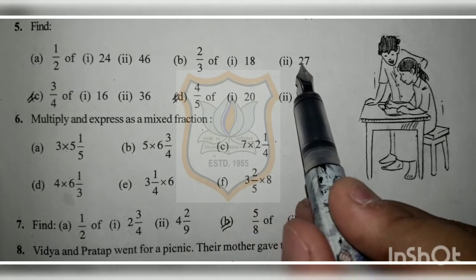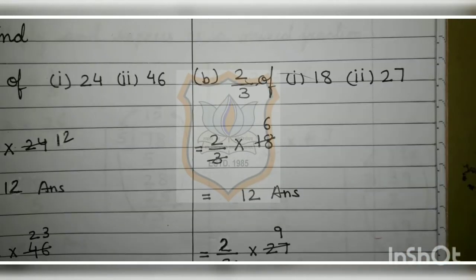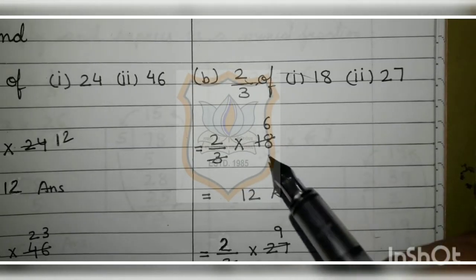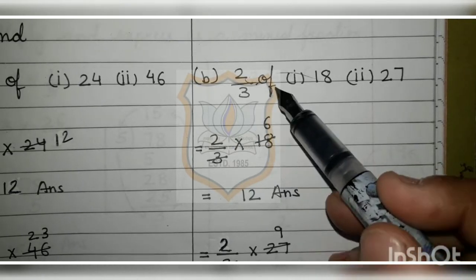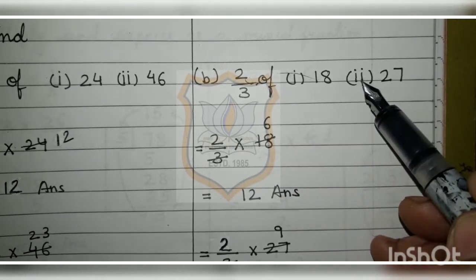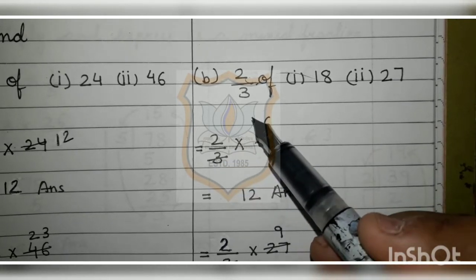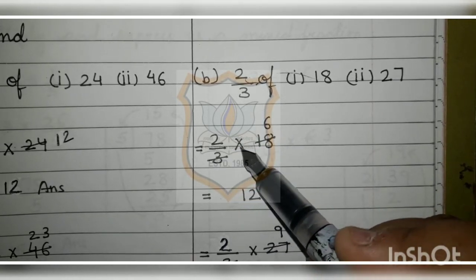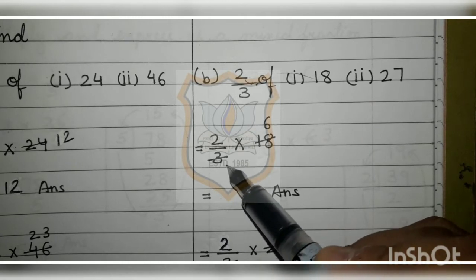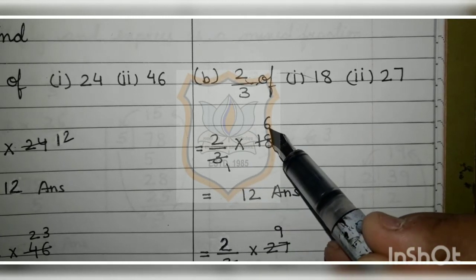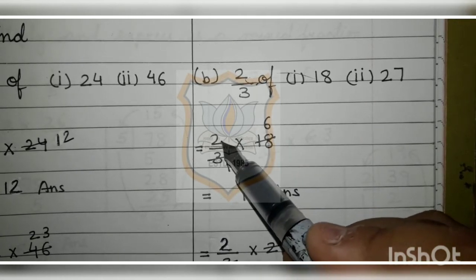second one is 27. Let's solve B part of question number 5. That is 2 upon 3 of, first one is 18 and second one is 27. So 2 upon 3 of means multiply. 2 upon 3 multiply by 18. 3 ones are 3 and 3 6s are 18. 6 into 2, that is equal to 12.